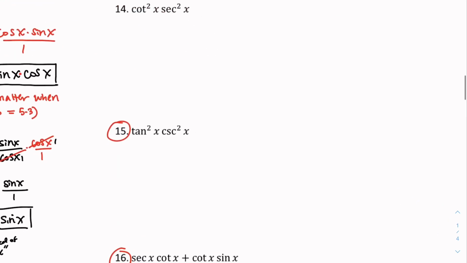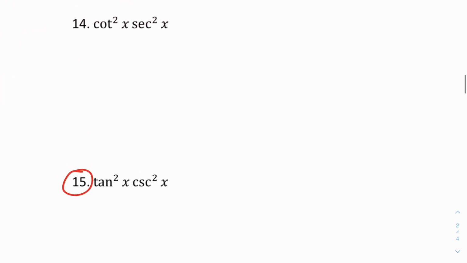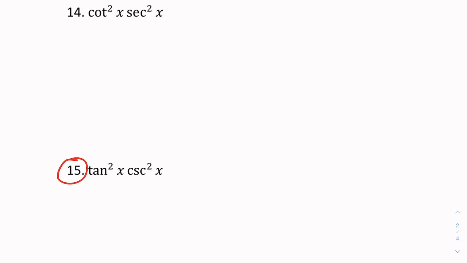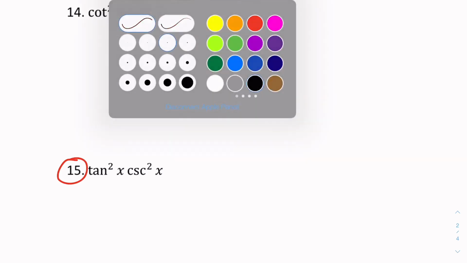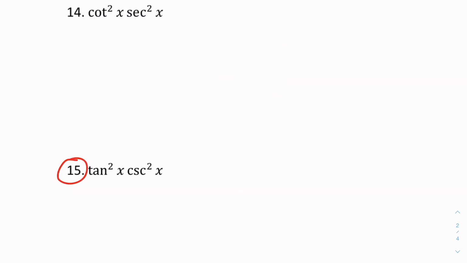All right, so this will be the last problem I do with you, number 14. Then you'll do 15 and 16 on your own as homework problems. So cotangent squared x, let's start there. Cotangent, I can write it as 1 over tangent squared x, but I want to use our strategy of converting everything into sine and cosine.